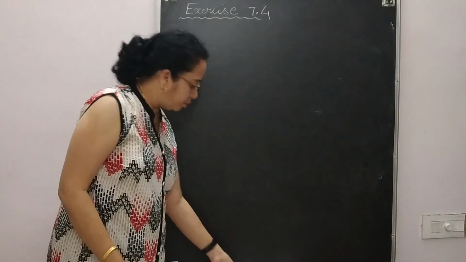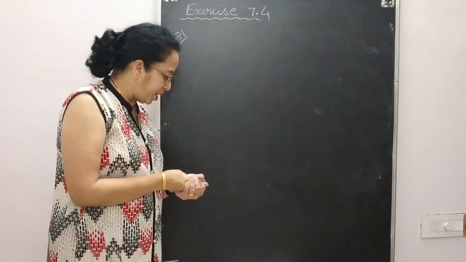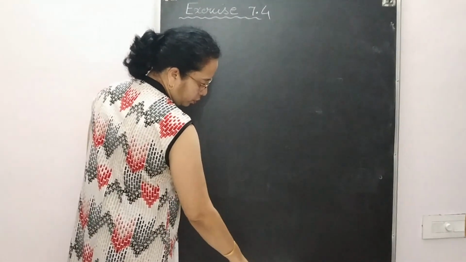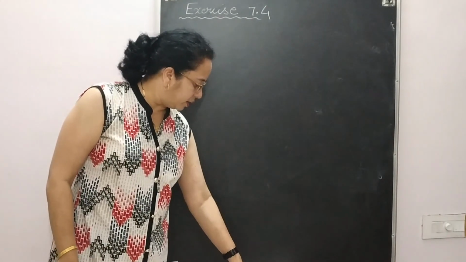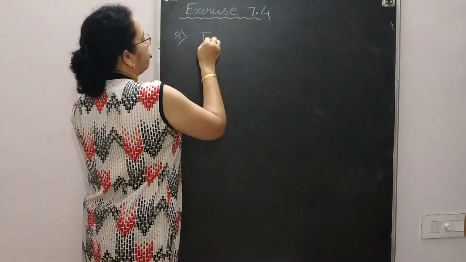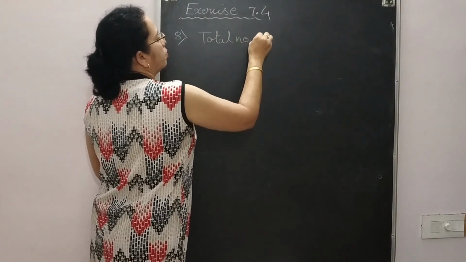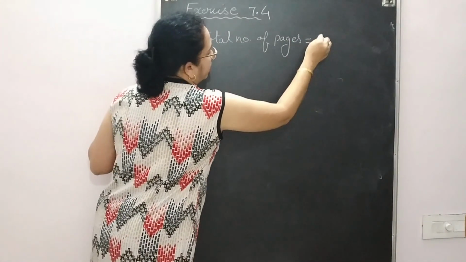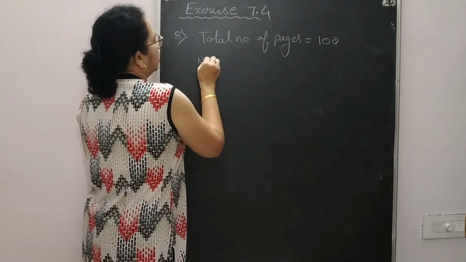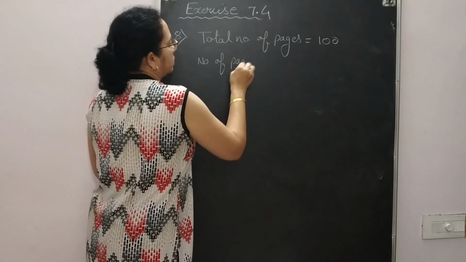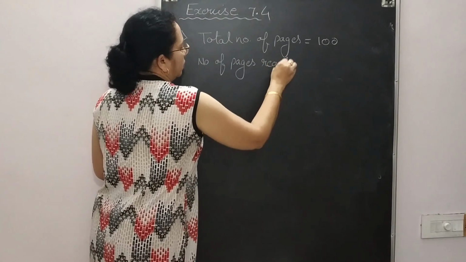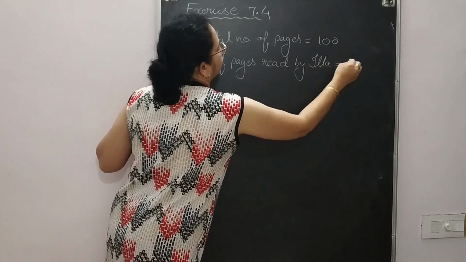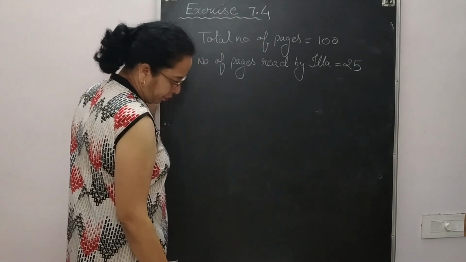Now come to question number 8. It is a word problem. So enumerate 25 pages of a book containing 100 pages. So there are two persons, Leela and Lalita. Total number of pages in a book is, here it is given 100. Then number of pages read by Ila is equal to 25. This is already given.